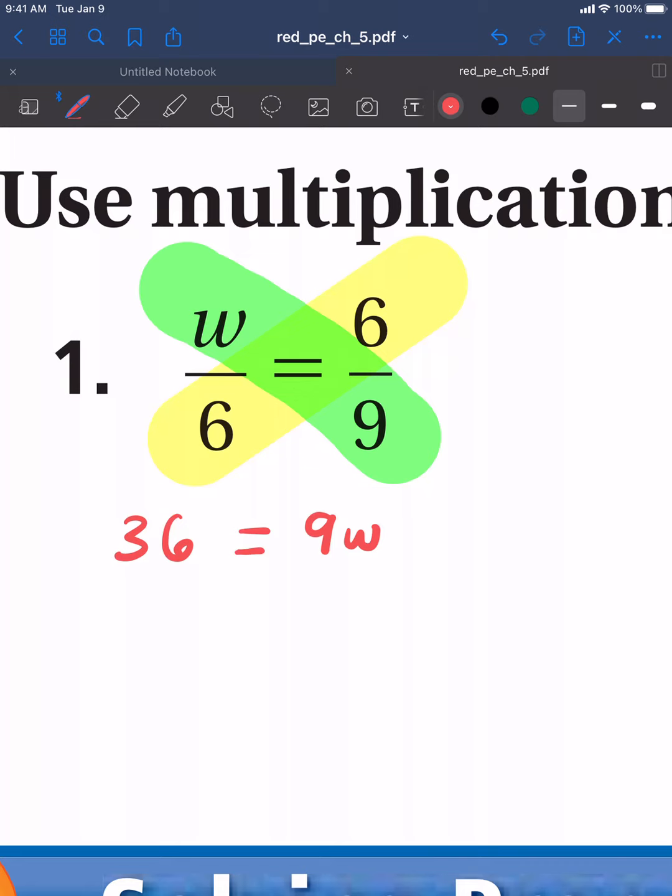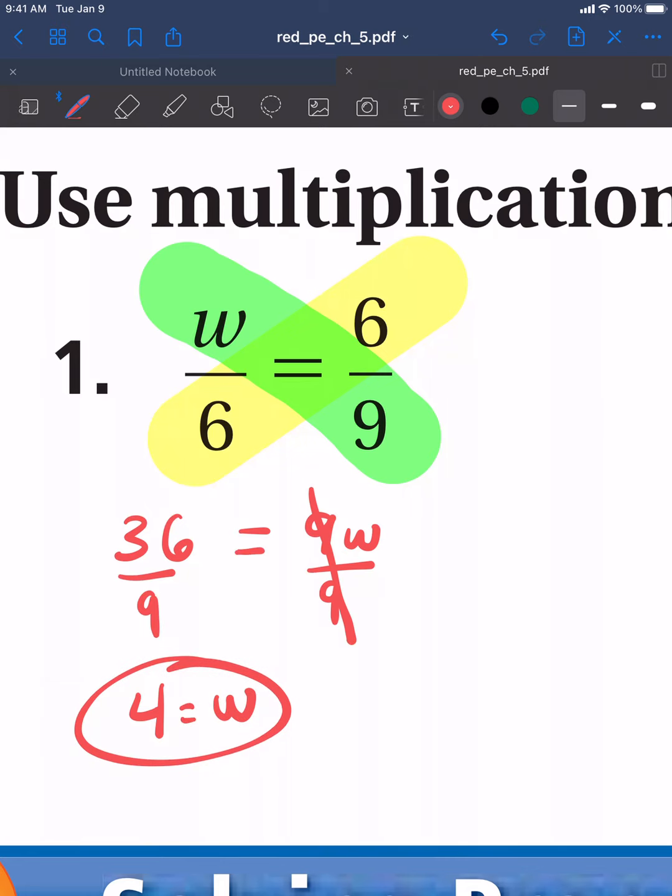And then you ask yourself, how do I get W all by itself? Well, I do the opposite of what's happening. It's being multiplied to the 9. So then I will divide by 9. Okay, that would cancel those out. 36 divided by 9 is 4. So W equals 4. That's your final answer. That's all you've got to do.